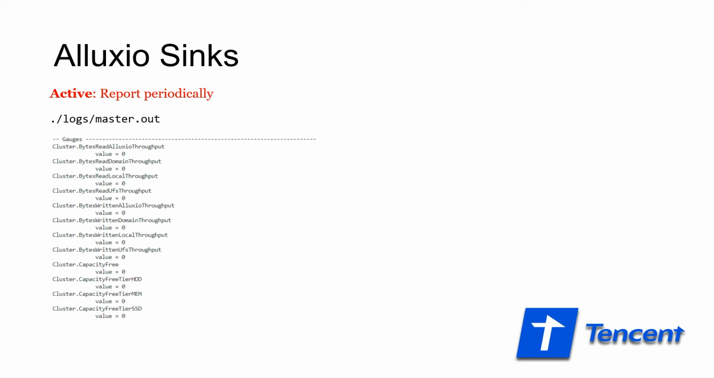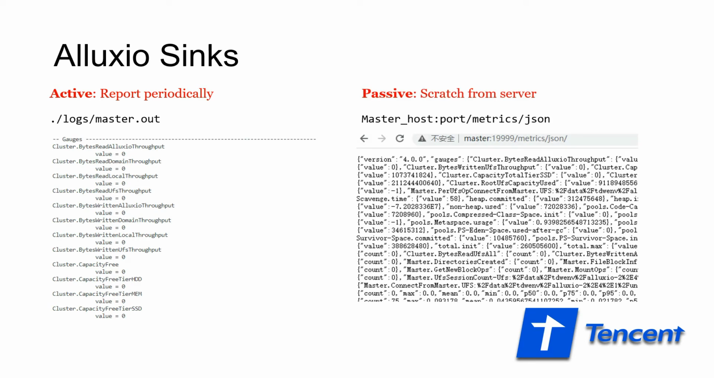On the contrary, the right half is the HTTP JSON sink. It's a passive sink. A passive sink works as a service, so only when we send a request to the server can we get the metrics. For example, if we access the metrics JSON location of the Alluxio web server, we can get the following metrics. It's in a JSON format. So it's a passive sink from the perspective of Alluxio.